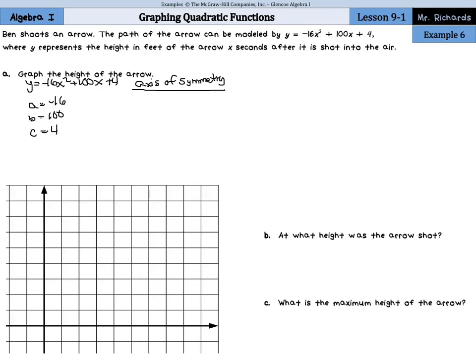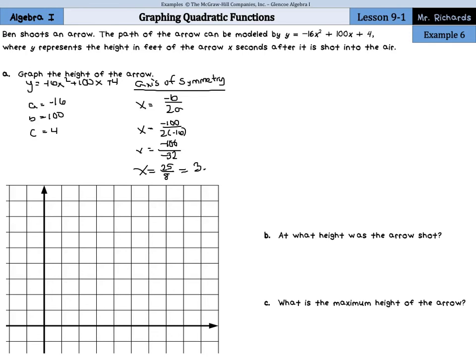And if I use my formula here, x equals negative b over 2a, this would be negative 100 over 2 times negative 16. Well, this is negative 100 over negative 32, which is a positive, if you divide by negative 4 on top and bottom, 25/8. Now, if you want to work with the 25/8 in this problem, you can, but I'm going to work with these as decimals on this example.